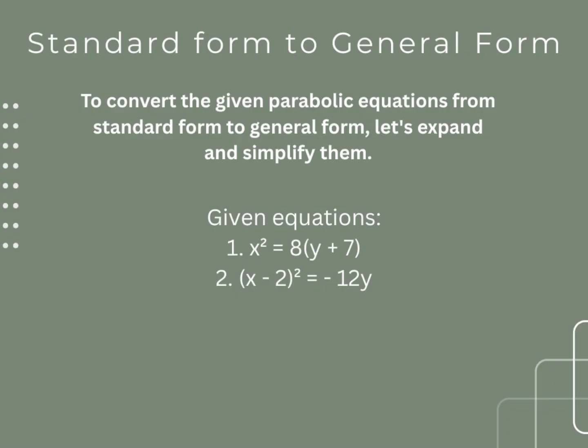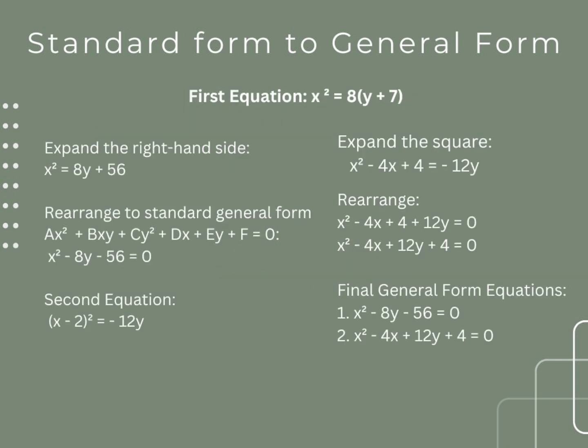To convert the given parabolic equations from standard form to general form, let's expand and simplify them. Given equations: x squared equals 8 times (y plus 7), and (x minus 2) squared equals negative 12y. First equation, x squared equals 8 times (y plus 7).